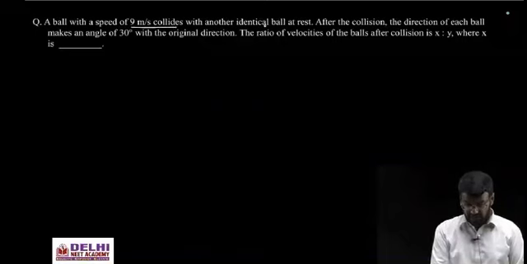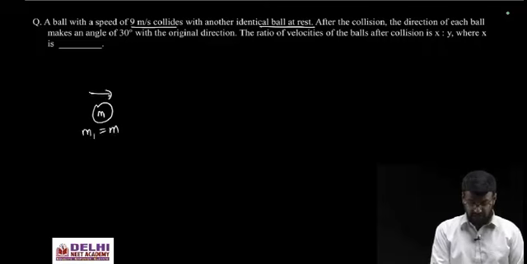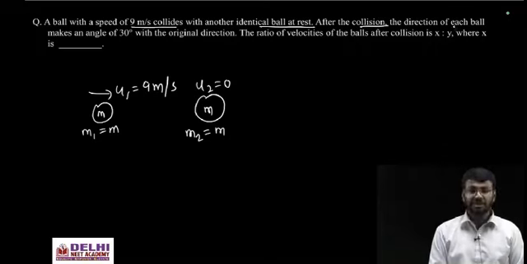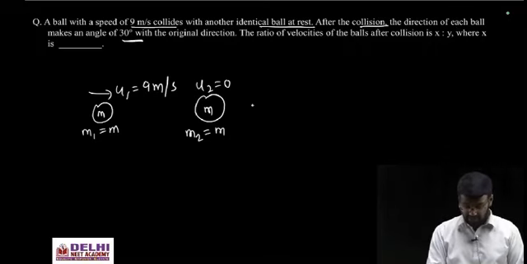Second collides with another identical ball at rest. So identical, so the mass you can take as same. M1 is M, that was initially moving with a speed of 9 meters per second. It collides with another body whose mass is same, but initially that is at rest. After the collision, the direction of each ball makes an angle of 30 degrees with the original direction.